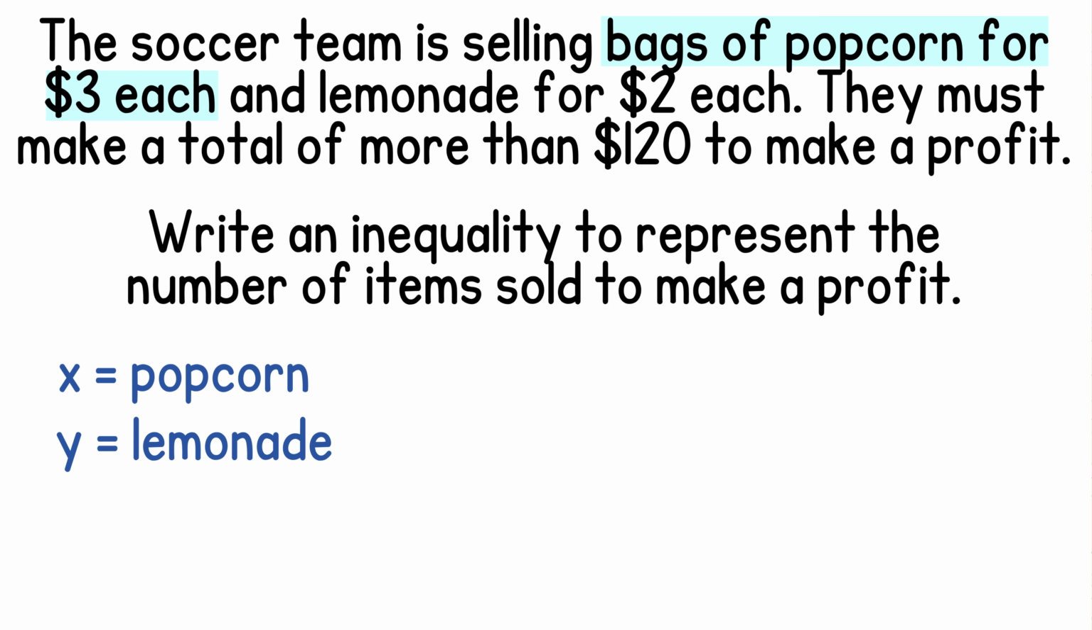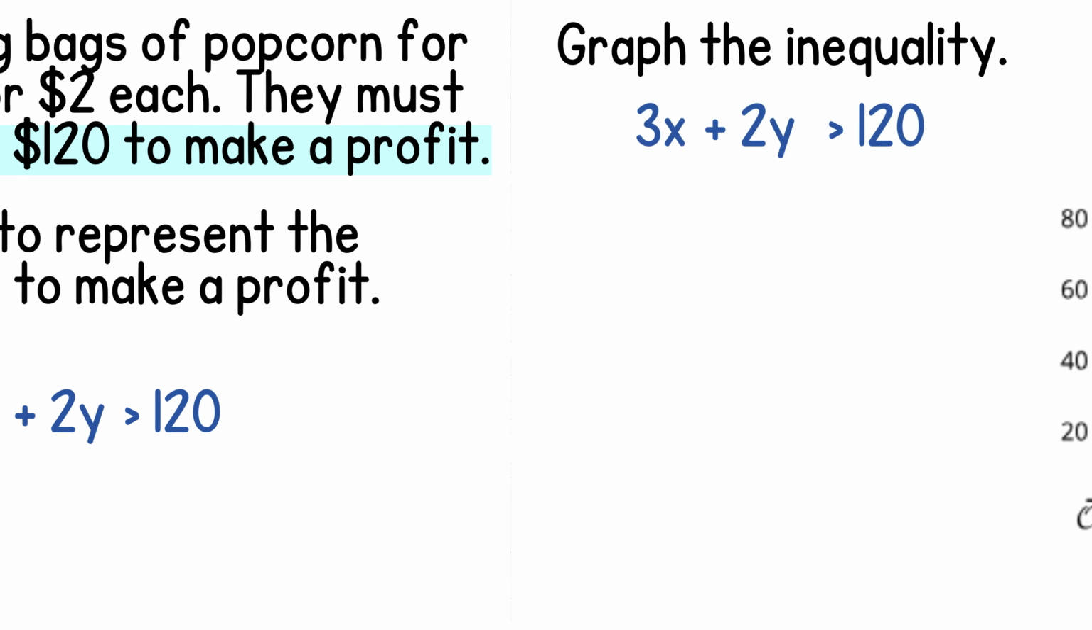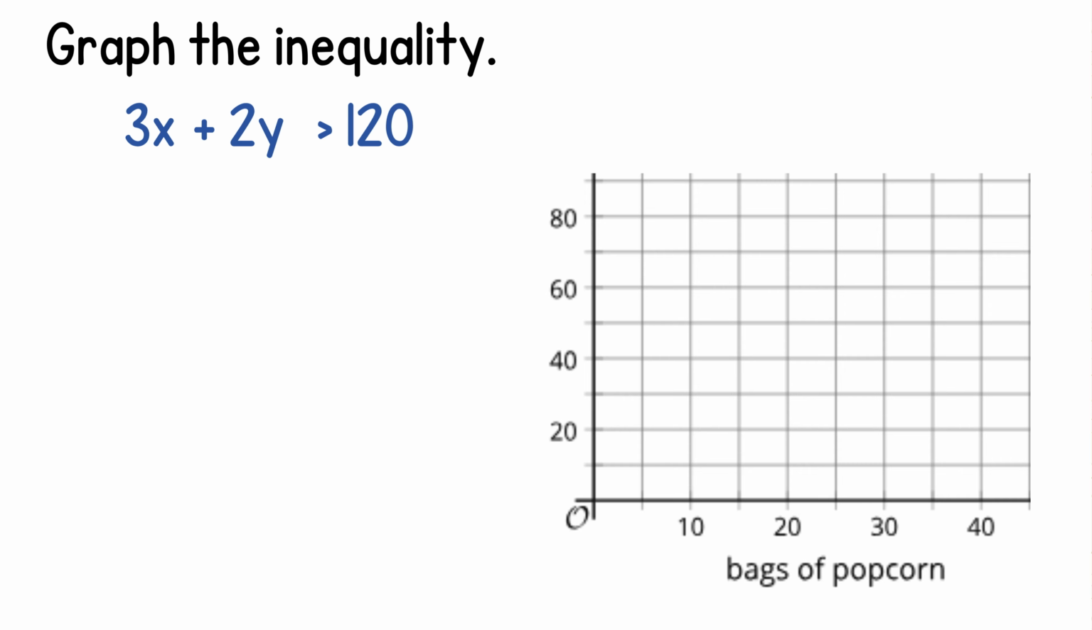Since we know that the bags of popcorn are $3 each, we can represent this as 3X. Lemonade is $2 each, so we'll write this as 2Y. And we know that we must make a total of more than $120 to make a profit, so we'll set this greater than 120. Now let's graph the inequality that we made.